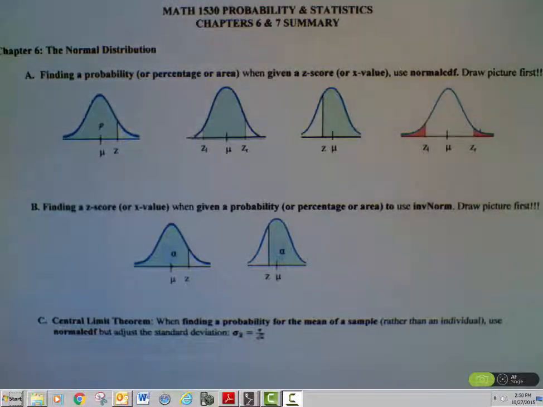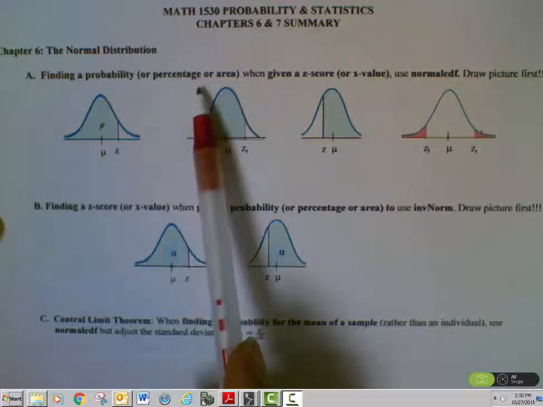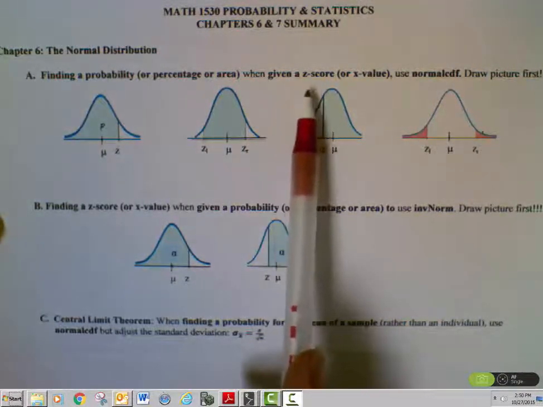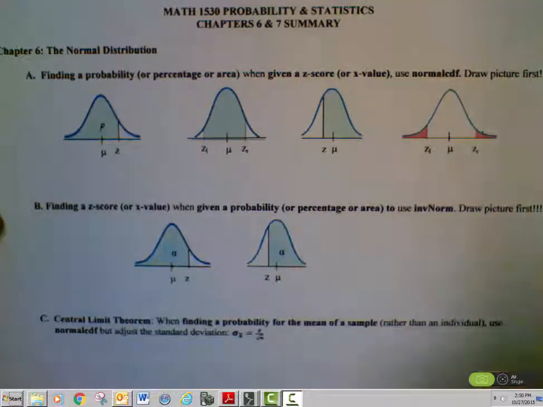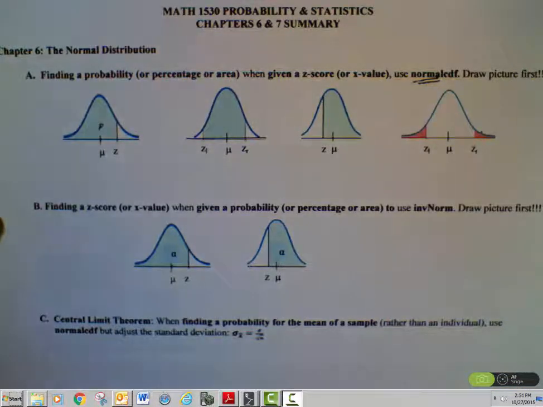Chapter 6 is the normal distribution, and really we only did two things in chapter 6. Either we were looking for a probability, a percentage, or an area when we were given a z-score or a range of z-scores. Whenever we were looking for probability, percentage, or area, we used normal CDF. That's what normal CDF gives us. It gives us an area or a probability. If we want a percentage, we can change our probability to a percentage.